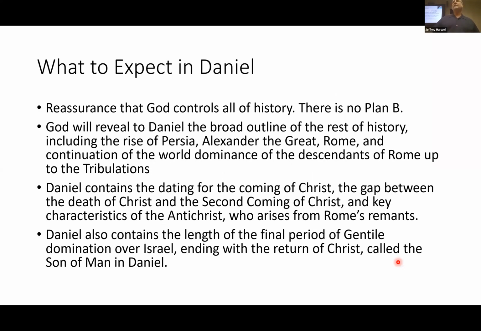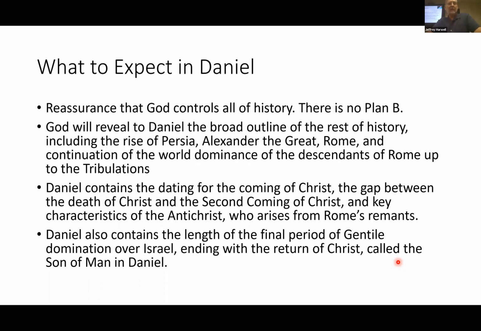So I'll close with this slide. Expect as we go through Daniel, and make note of it when it hits you. Okay, God is in control of history. History is not out of control. God is not reverting to plan B. God has a plan, and he is executing that plan, and it will be fulfilled. We're going to see the broad outline of the rest of history, including the point where we're at today, revealed in the book of Daniel.